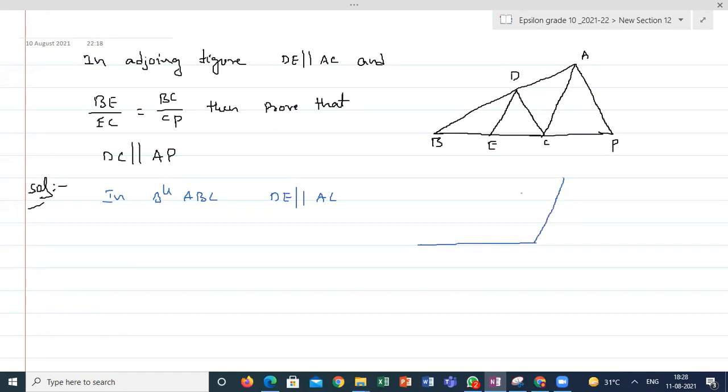I am taking only those sides. This is triangle ABC, and this is DE. If DE is parallel to AC, applying the basic proportionality theorem, what will I get? BD by DA is equal to BE by EC. So in the required proof, I got one side. This is equation 1 by the basic proportionality theorem. Is it clear how I got the first equation?